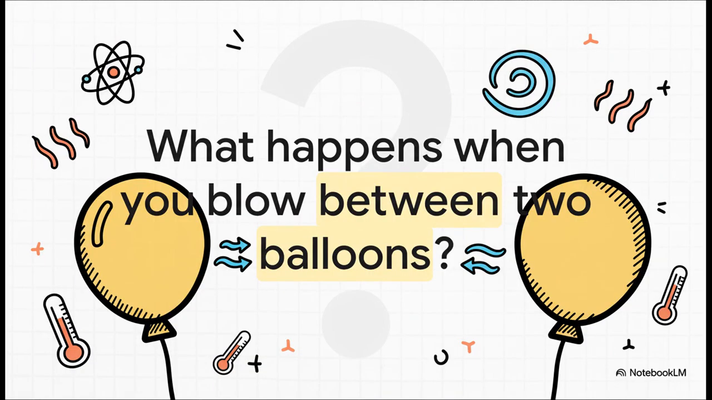So you think you've got it? Let's put it to the test with a classic question, straight out of a past AUB final. You've got two balloons hanging there, and you blow a stream of air right between them. What happens? Take a second. Think about where you're changing the airspeed and how Bernoulli's principle applies.